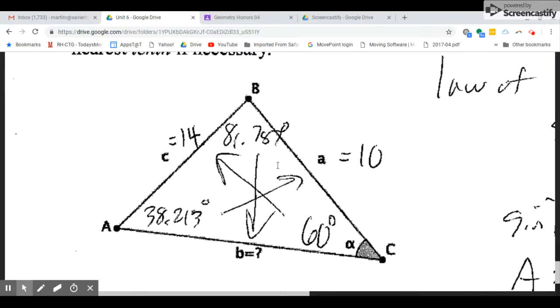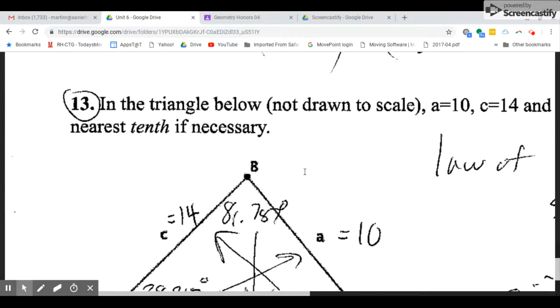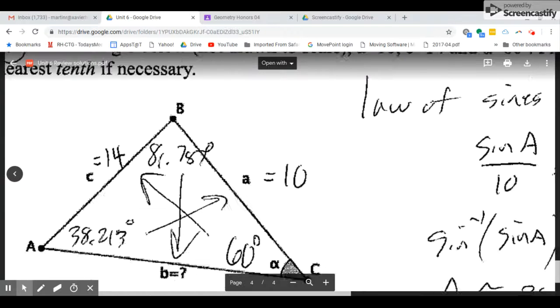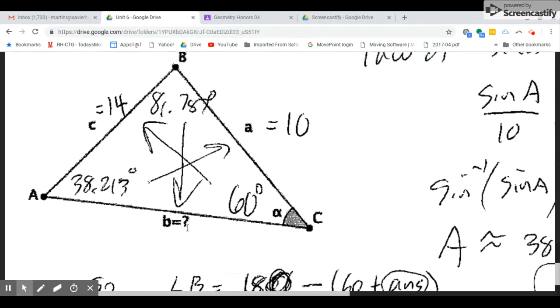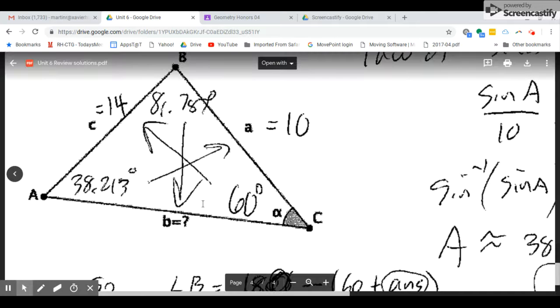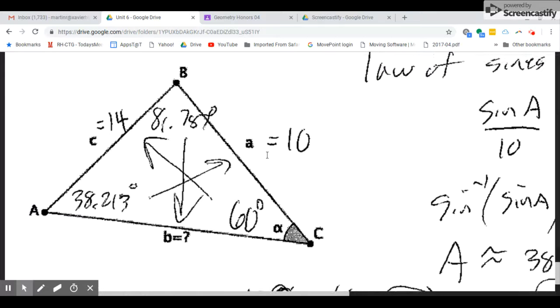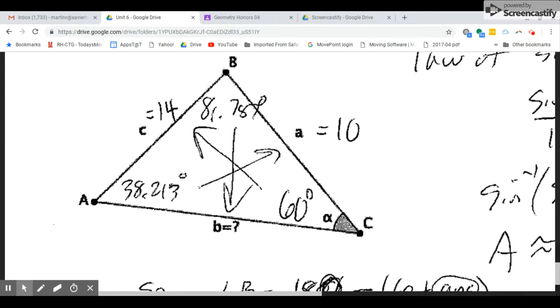Anyway, we've got a situation here where we're given sides and an angle. I went ahead and labeled them: 60 degrees, C is 14, A is 10. We're looking for B. We're not given a side-side-side or a side-angle-side situation, so I'm not sure the law of cosines will help. Law of sines, which is usually easier to use, it might behoove us to use law of sines here. But let's see what we get.